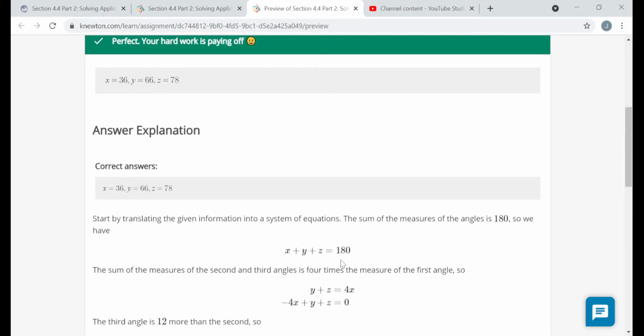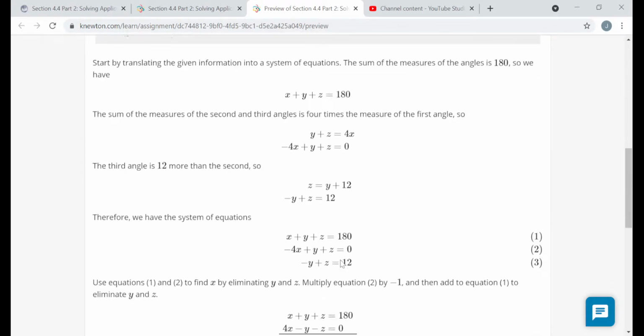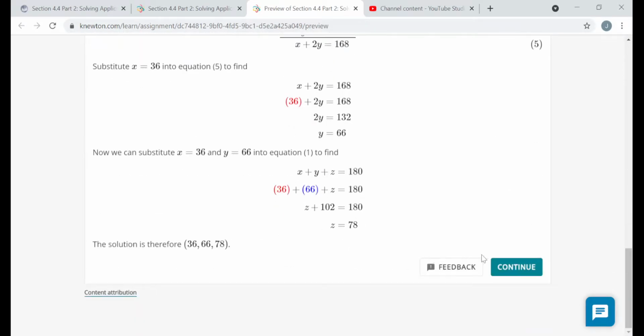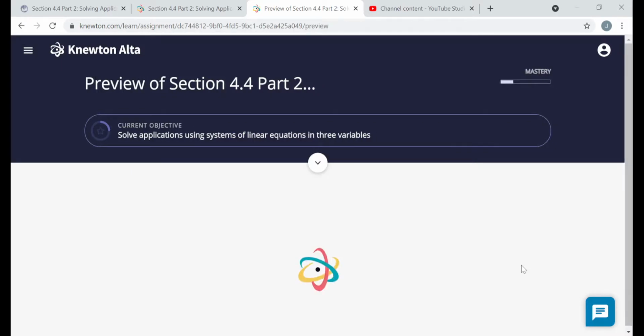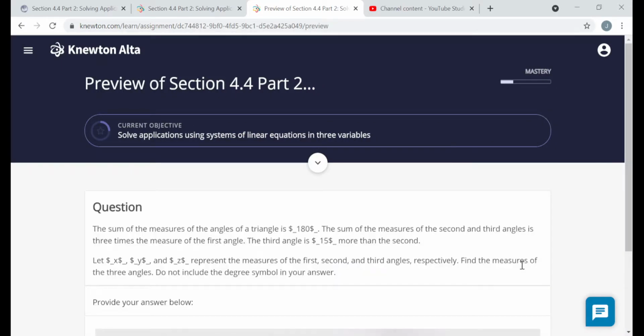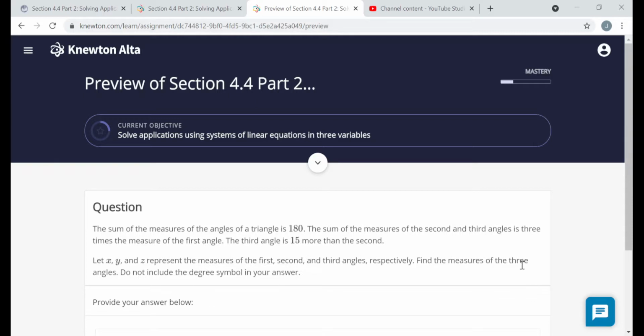If you're wrong, definitely read the answer explanation. Maybe you'll be able to figure out where you went wrong, and so the next time you see a question from that objective, you can hopefully do better. So every question is very similar to this. I've noticed from this objective, this assignment. So example 2 or question 2 here on this objective.